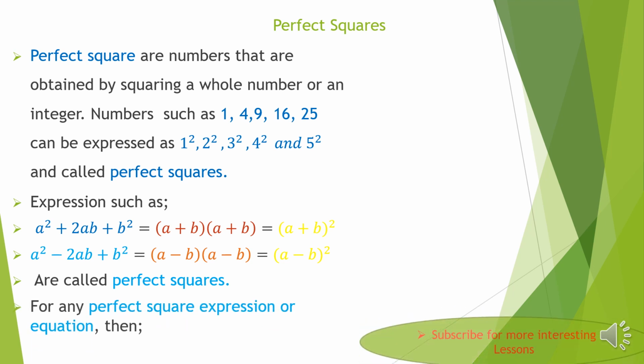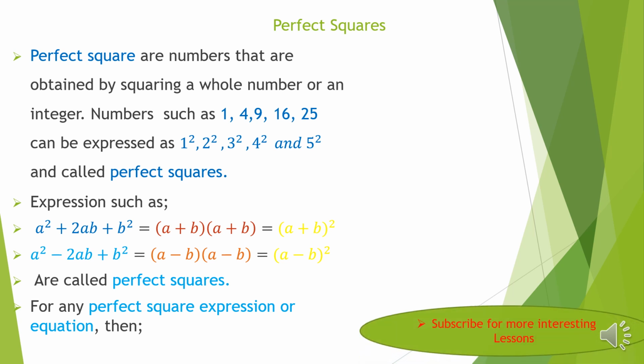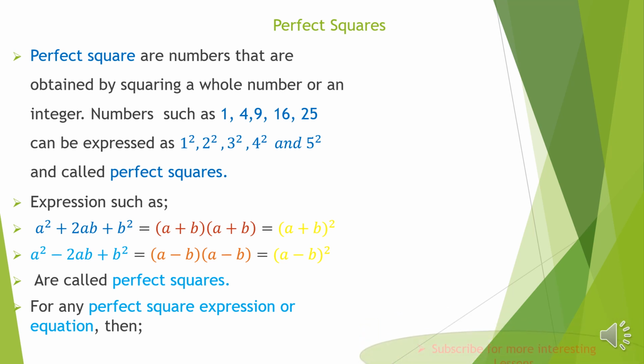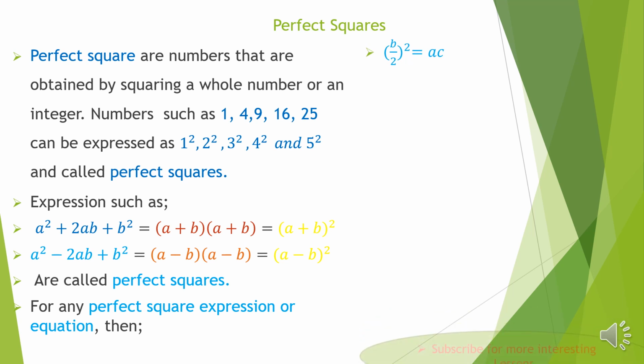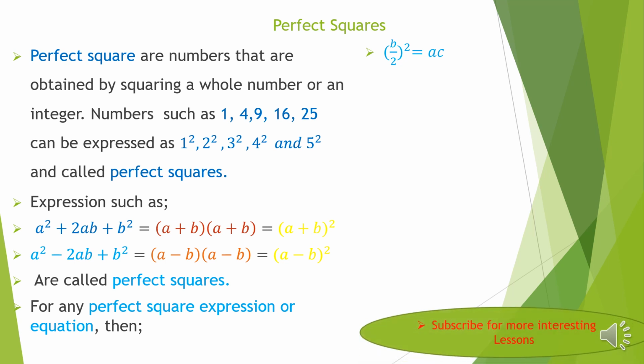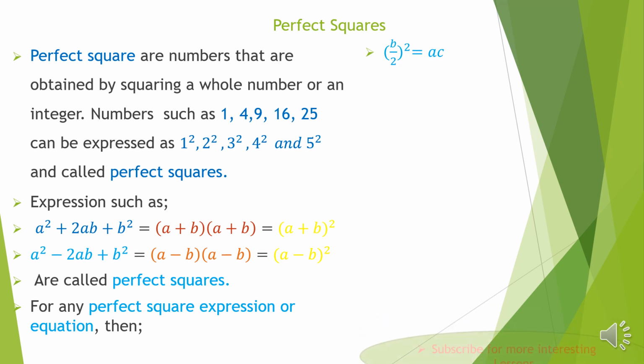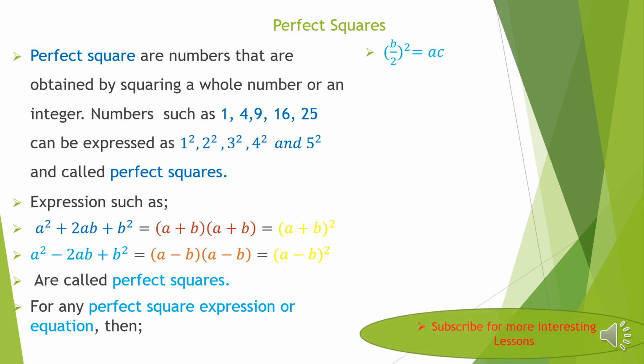Now, notice that for any perfect square expression or equation, then (b divided by 2) squared should be equal to ac. Now remember, if you take the constant b, you divide it by 2, you square, then you are supposed to get ac. And that is going to be demonstrated as we move on.